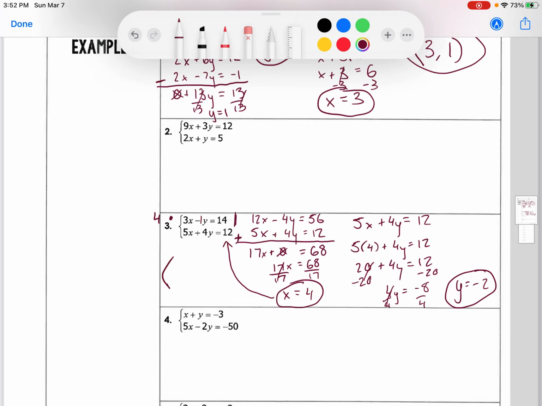So now I have both an x value and a y value. Now I'm going to write those as an ordered pair, my x value being 4, so it'll come first. Then my second value being the y value of negative 2.